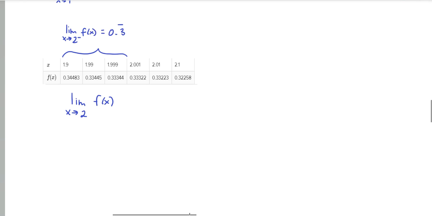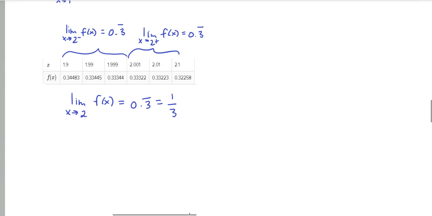And now let's look at the right-hand side. So on the right-hand side, we're going from 2.1, 2.01, 2.001, so we're getting closer and closer to 2, and our f of x values are going from 0.32258, 0.33223, 0.33322. So again, we're looking as if we're going to approach 0.3 recurring. So we say that the limit as x approaches 2 from the right of f of x is also going to be equal to 0.3 recurring, which means that the limit as x approaches 2 of f of x equals 0.3 recurring. If you know your fractions well, you know that this is equal to 1/3. So our limit as x approaches 2 of f of x is equal to 1/3.